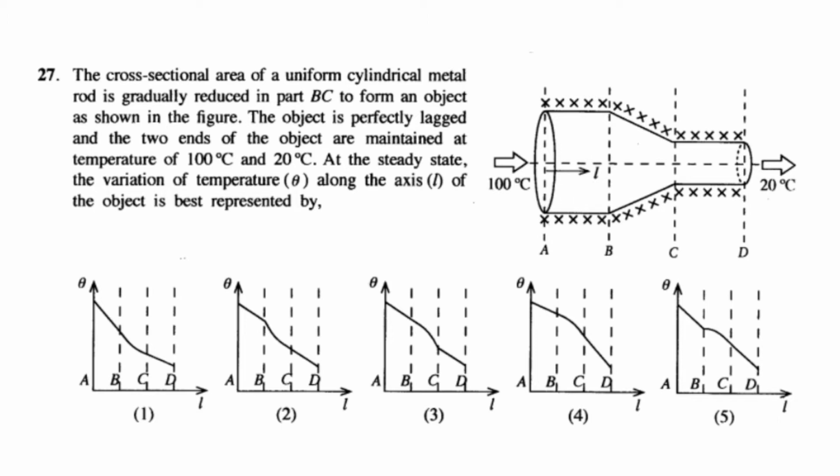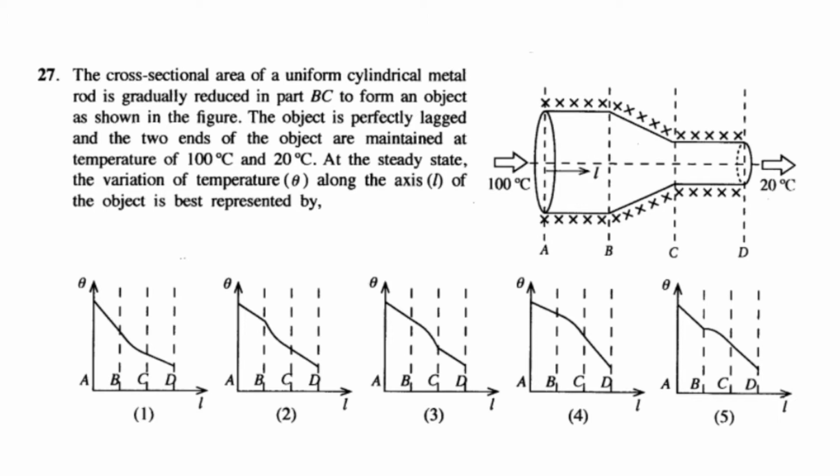When you check the gradients of the graphs, the fourth answer will satisfy that condition. That is, the gradient of CD is greater than the gradient of AB. Even without checking the BC section, we can select answer 4. That is, temperature gradient is proportional to 1 over cross-sectional area.